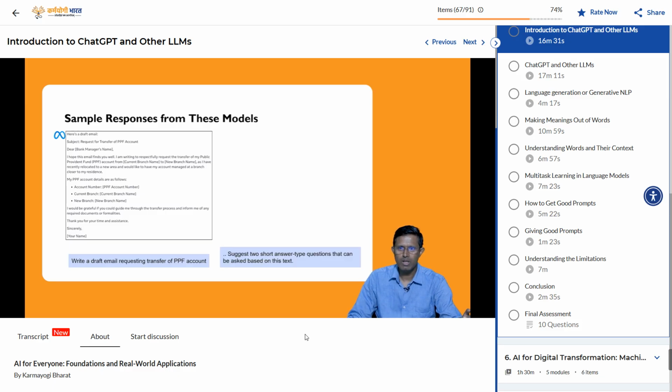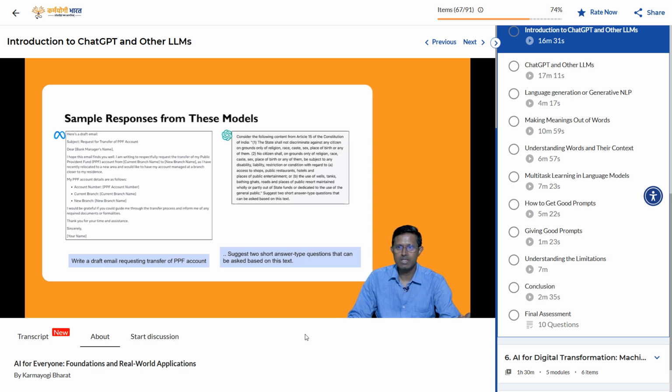Then we now look at a different type of example where the instruction says suggest 2 short answer type questions that can be asked based on this text. So far, whatever examples we saw of the instructions, they were self-contained. I mean the instruction directly said what needs to be done, but in this case the instruction says that we want 2 short answer type questions but based on this text. So along with the instruction there is another input that goes in, which is the passage from which the questions need to be generated.